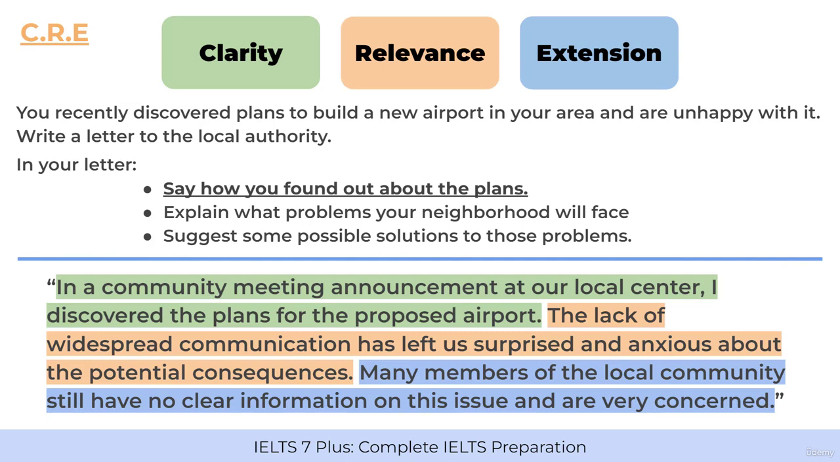So let's look at the bullet point. Say how you found out about the plans. I'm using really clear language to introduce this bullet point. I'm almost rewriting the bullet point. Say how you found out about the plans. In a community meeting announcement at a local centre, I discovered the plans for a proposed airport. This language here is really clear. There's no grammar errors. I'm not oversimplifying, but what I'm doing is introducing the topic. It's super clear and really introduces the topic that I'll be talking about in this detailed paragraph.